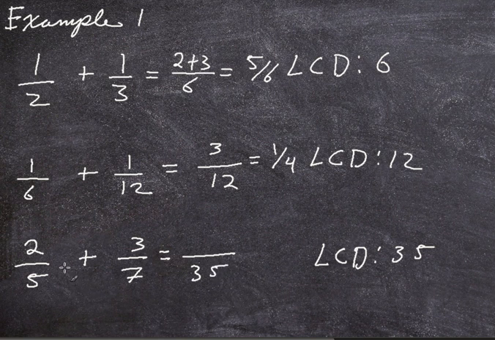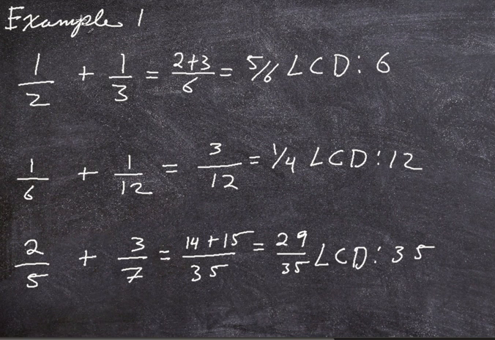Well, what would I need to multiply the 5 by to make it 35? That's 7, so I could say that this is 14. And what do I need to multiply the 7 by to get 35? That's 5, so it'd be plus 15. And you just add these two together. So what would that be? 29/35, and it doesn't look like we can reduce. So that's how you can do those simple problems.